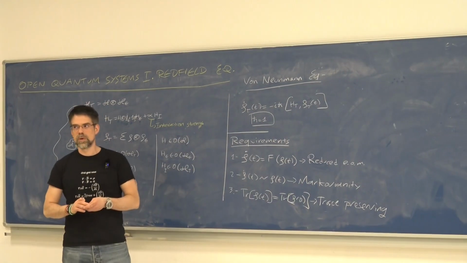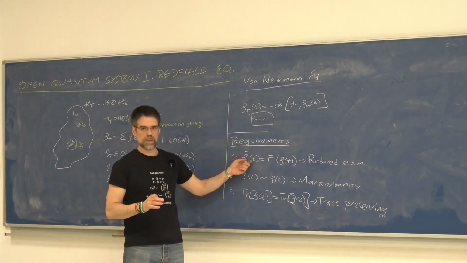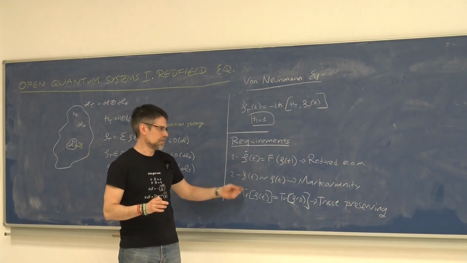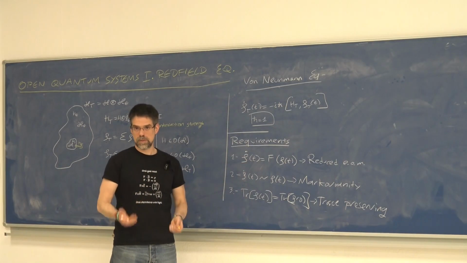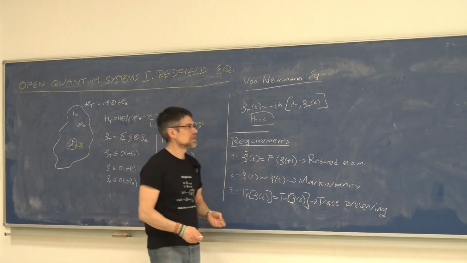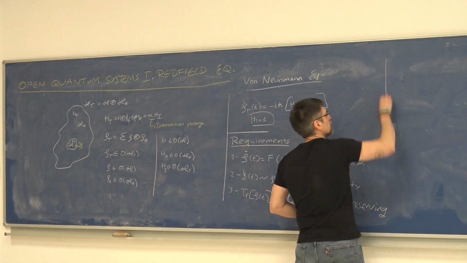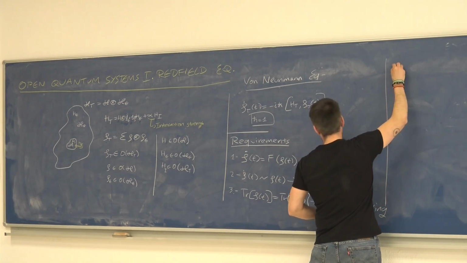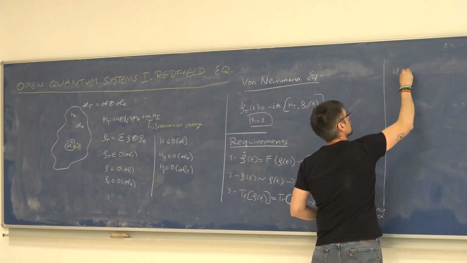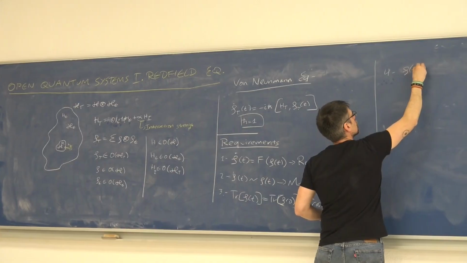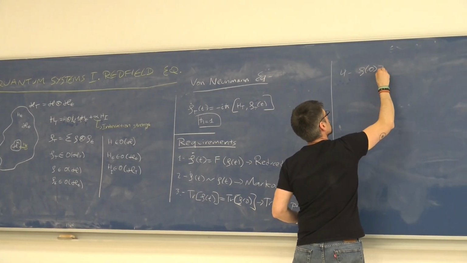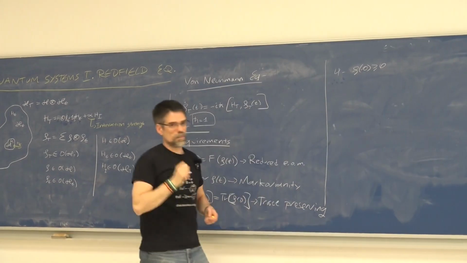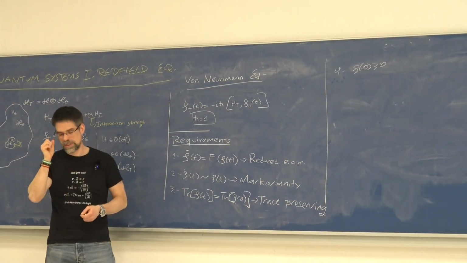Okay? So we want an equation only on the density matrix of the system, that is Markovian, that preserves the trace. But there is another requirement that we make into density matrices. And remember, density matrices, so this could be the fourth requirement. Density matrices are positive matrices.